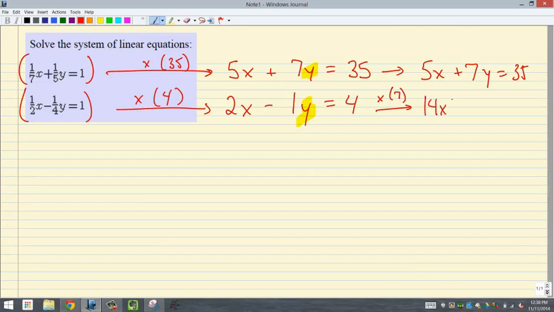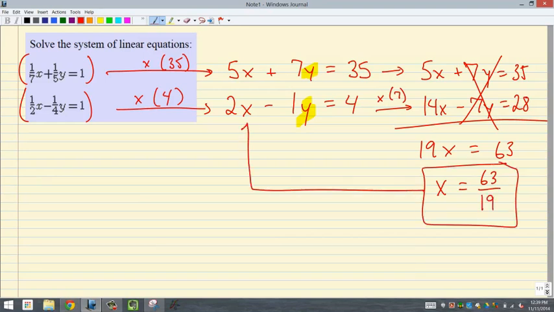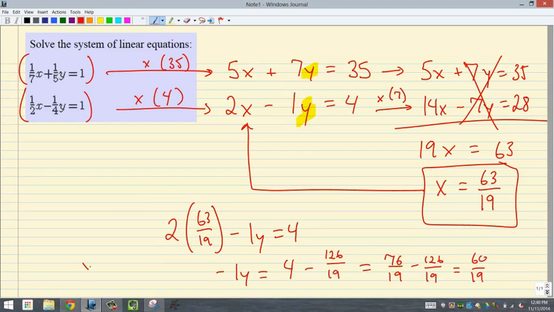So that'll give us 14x minus 7y equals 28. By design, the 7's cancel, and we end up with 19x equals, what is that, 63? So x equals 63 divided by 19. That's your x. You take this x coordinate and you back substitute it into an equation and solve for y. So that'll be 2 times 63/19 minus 1y equals 4. Y is equal to negative 60/19.